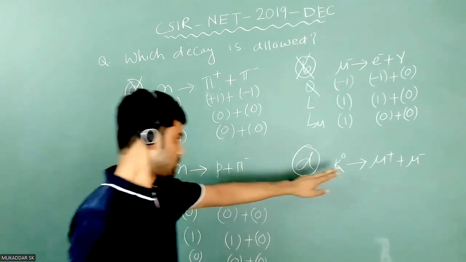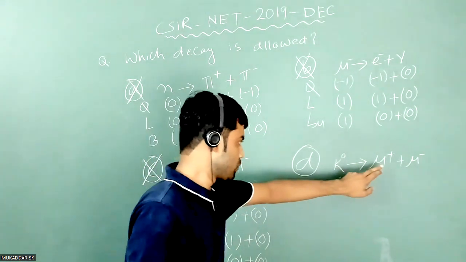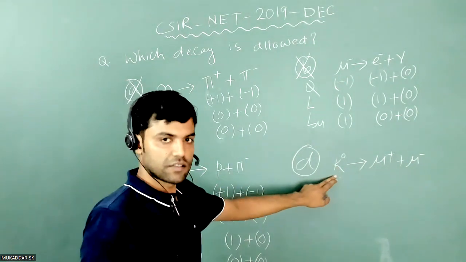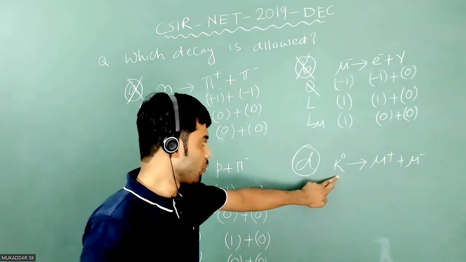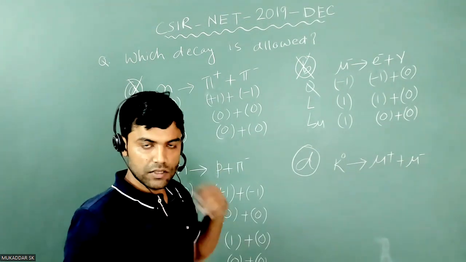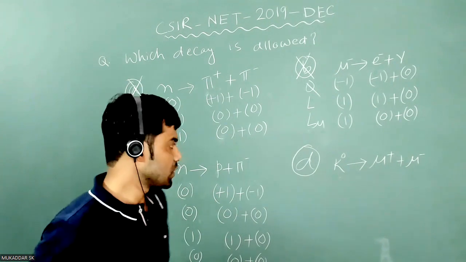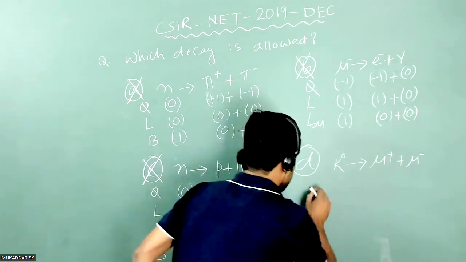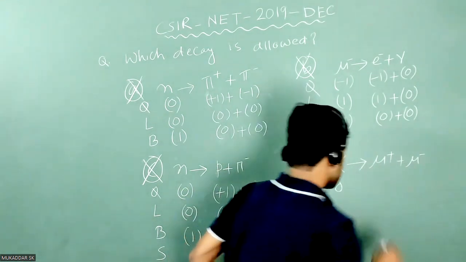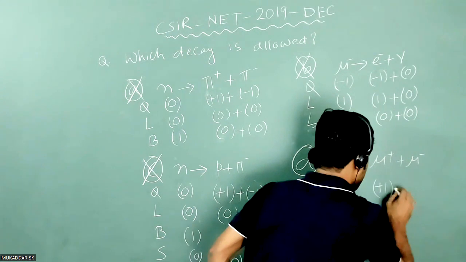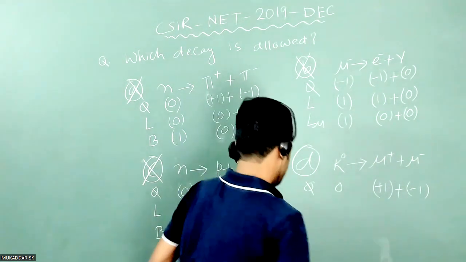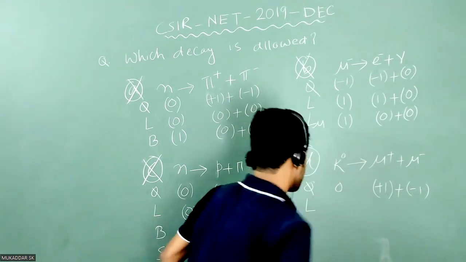Now we'll check decay D. K0 goes to mu plus plus mu minus. You see K0 is a strange particle. So this decay will be allowed through weak interaction, if the conservation rules are satisfied. So we'll check that. Let us check charge conservation. For K0, this number is 0. For mu plus, this number is plus 1. For mu minus, this number is minus 1. So charge is conserved.